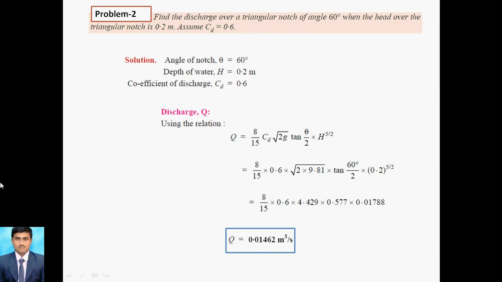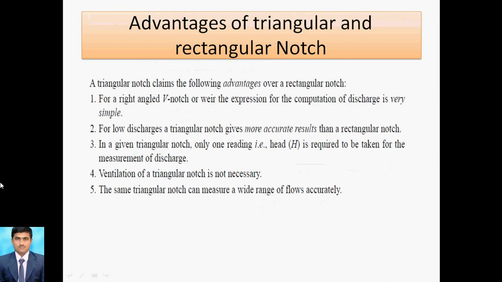But in case of a rectangular notch, we require height also and length also. So there are two parameters required. But in case of a triangular notch, we require only the angle. So next we discuss the advantages of triangular and rectangular notch.